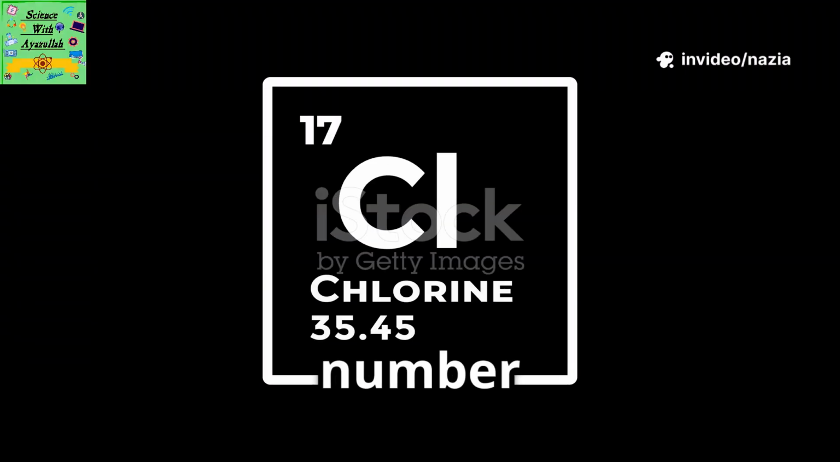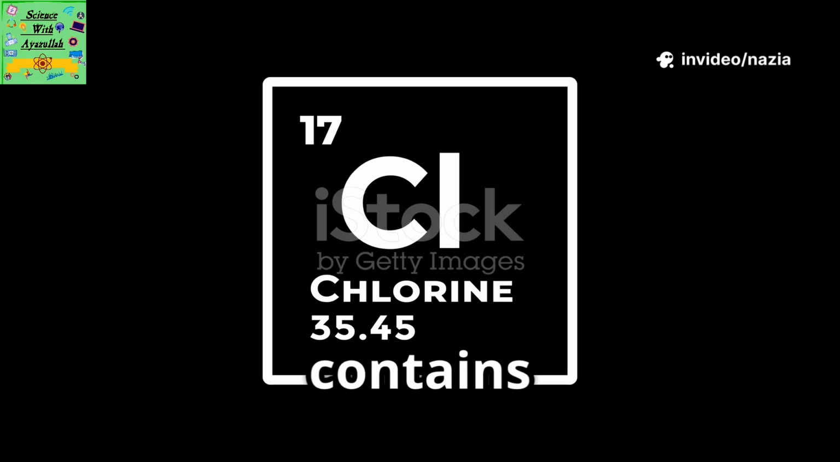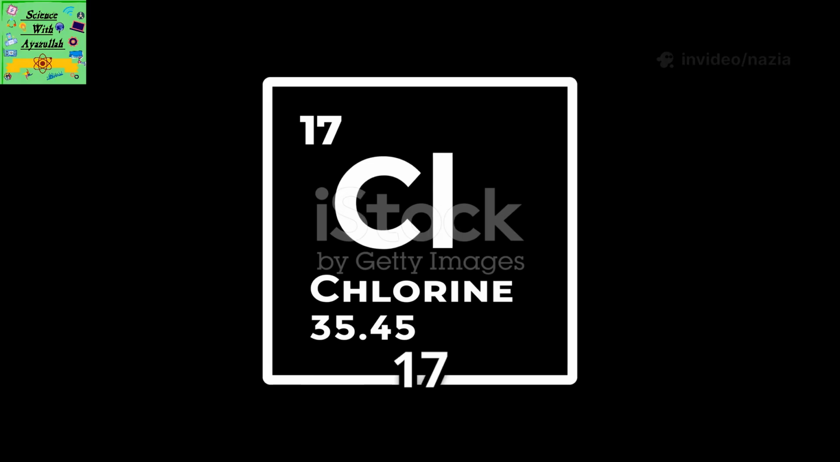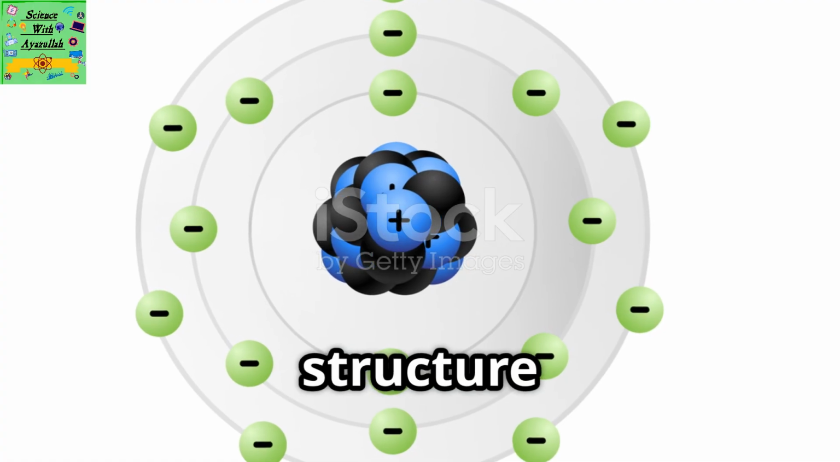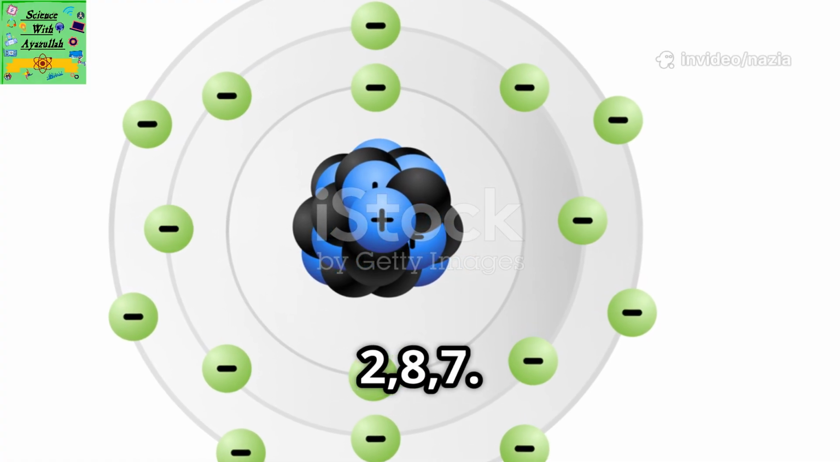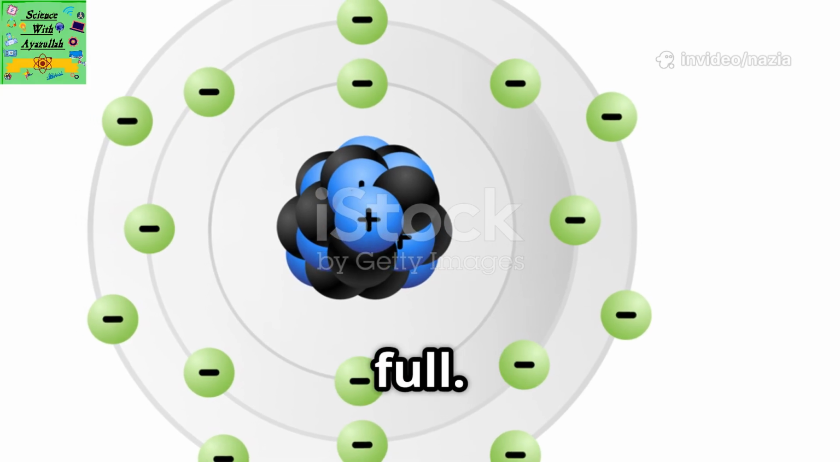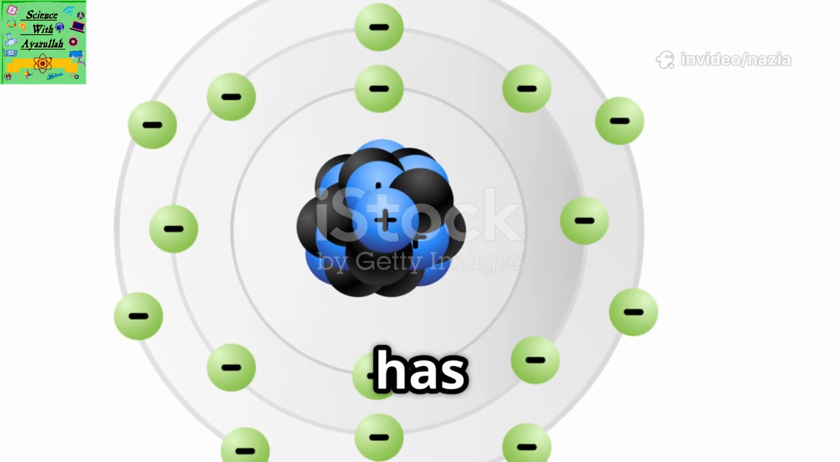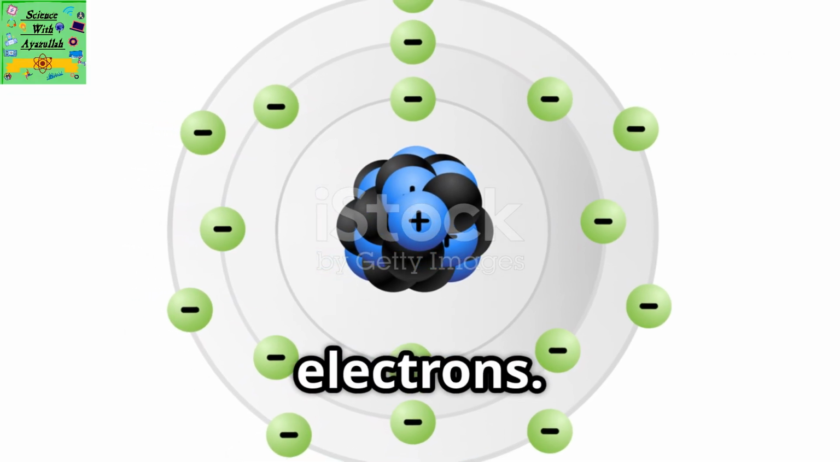Chlorine has an atomic number of 17 and a mass number of 35. This atom contains 17 protons, 17 electrons, and 18 neutrons. The electronic structure is 2,8,7. This means that the first electron shell has 2 electrons and is full. The second electron shell has 8 electrons and is full. The third electron shell has 7 electrons.